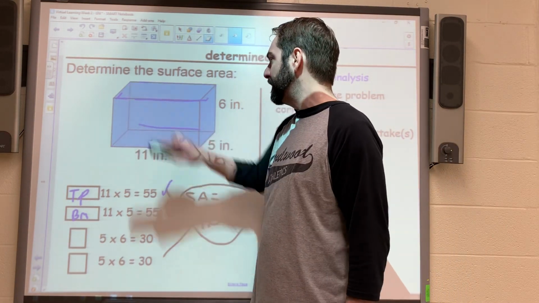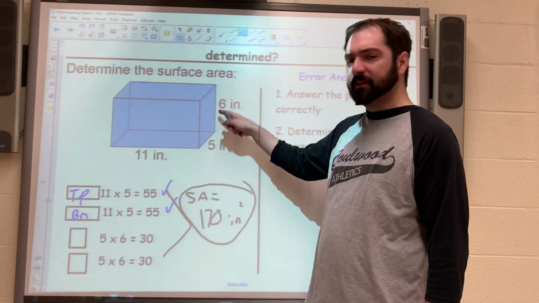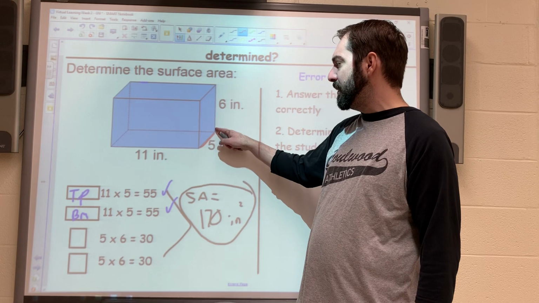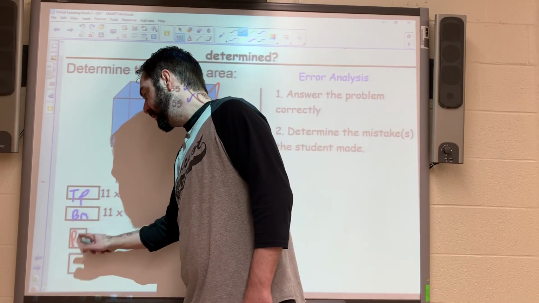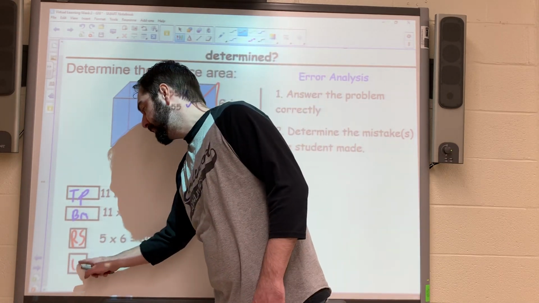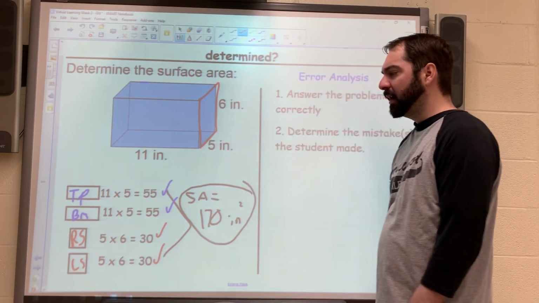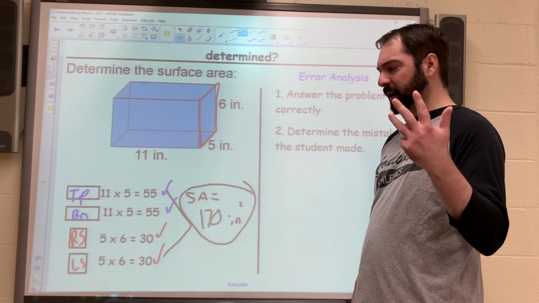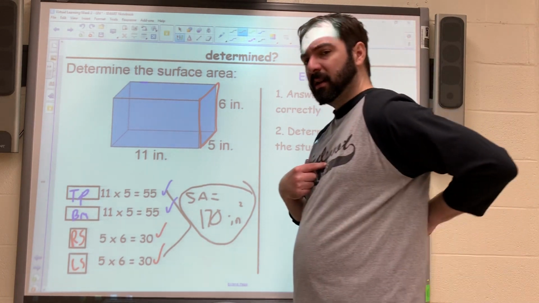Let me erase what I have. Okay, 5 by 6. Well, let me trace. I see a 5 and a 6 over here. Let me trace the bottom, the side here. It looks like they found the right side. Okay, well, I know that the right and the left in a rectangular prism are the same. So 5 times 6, they're both 30. Well, top, bottom, left, right, but there's 6 sides. So that means they forgot the front and the back.